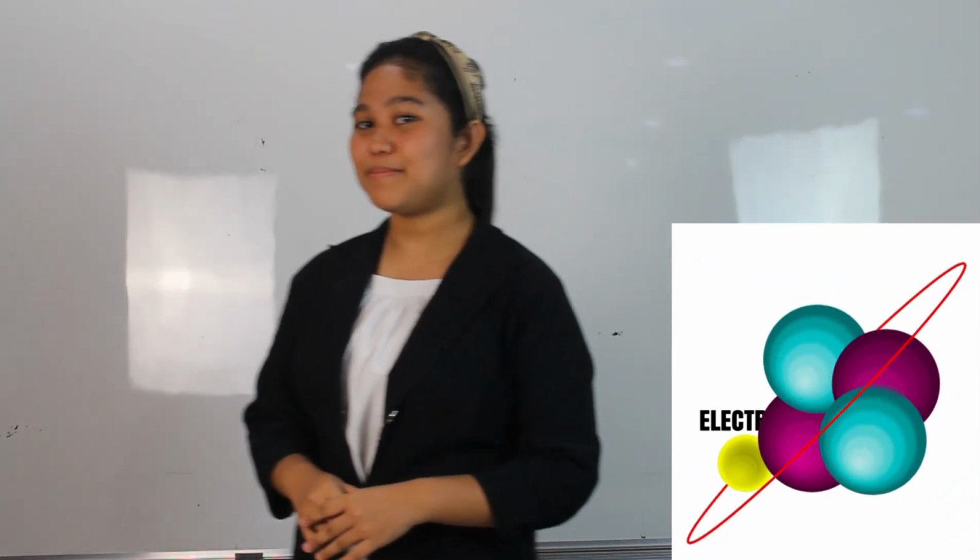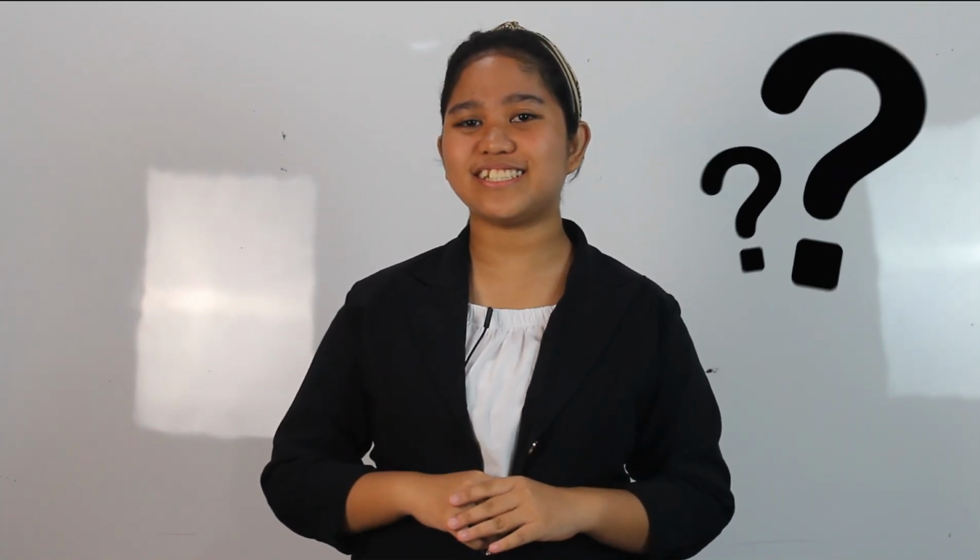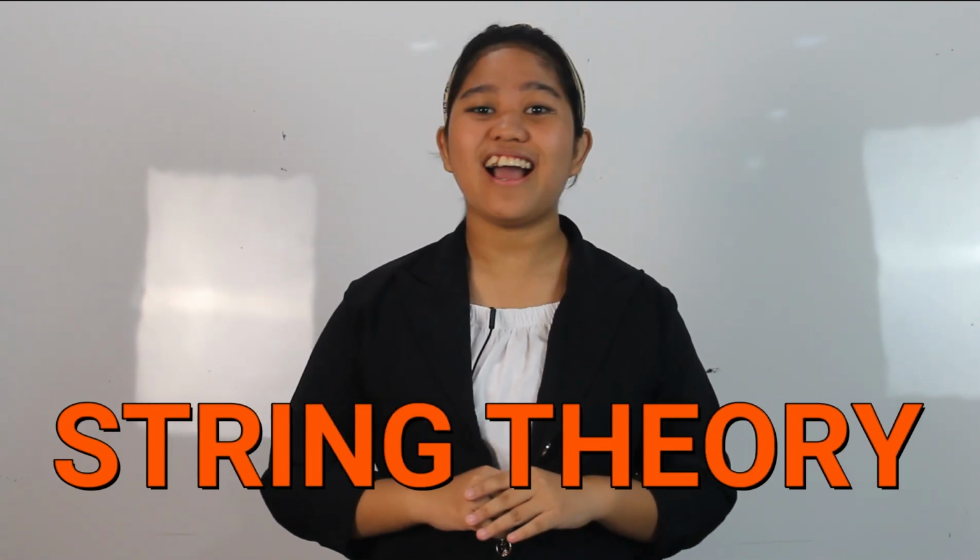The electron is a fundamental particle because it can't be broken down into smaller and simpler particles. So, the question is, what is more fundamental than a quark? Is there another smaller particle than a quark? We don't know. This is where string theory enters the picture. String theory is the closest we've come to the theory of everything.